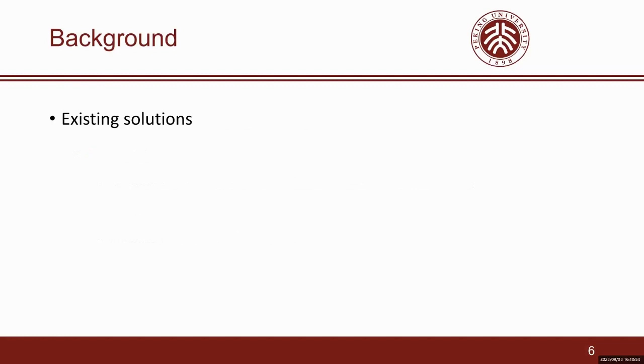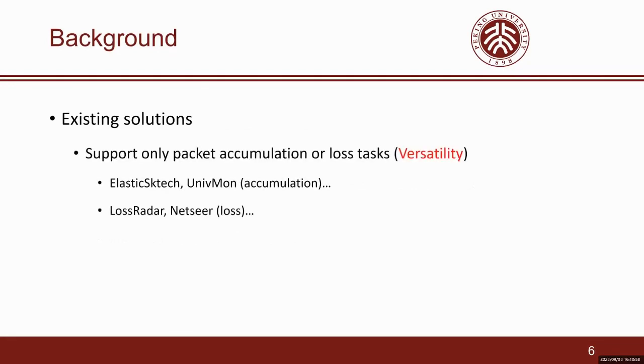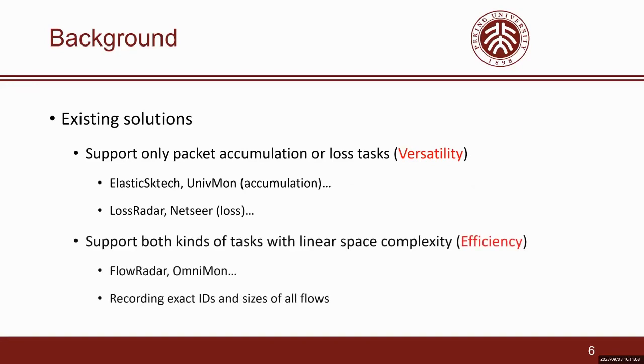Existing solutions fail to achieve both versatility and efficiency simultaneously. Some solutions support only packet accumulation tasks or loss tasks, and thus lose versatility. Typical solutions include elastic sketch, ChameleMon, loss radar, and NetSeer. Other solutions support both kinds of tasks with linear space complexity and thus lose efficiency. Typical solutions include flow radar and OmniMon. These solutions record exact IDs and sizes of all flows, incurring unacceptable overhead.